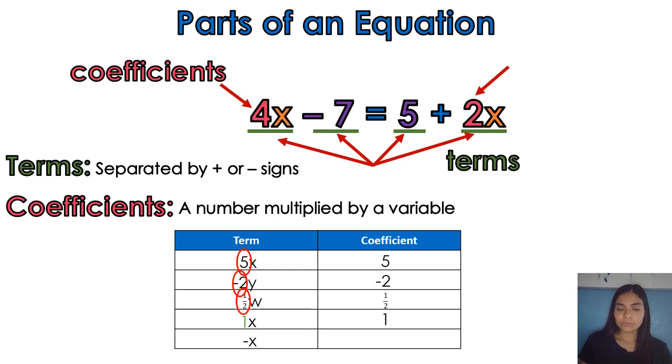Okay, so let's try one more, negative x. So what do you think the coefficient is of negative x? Well, it's similar to the one above it. There's no number there that's in front of the variable, but we know that there's that invisible 1. So in this case, the coefficient is a -1.